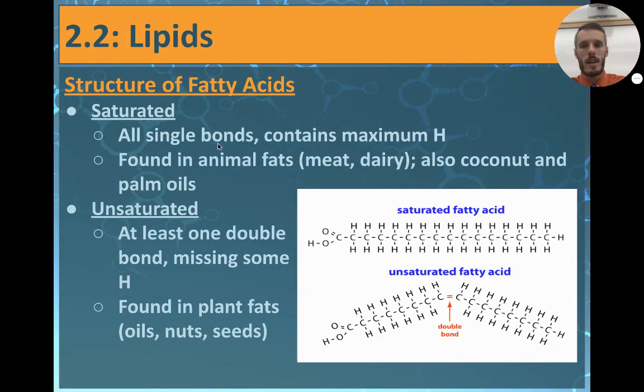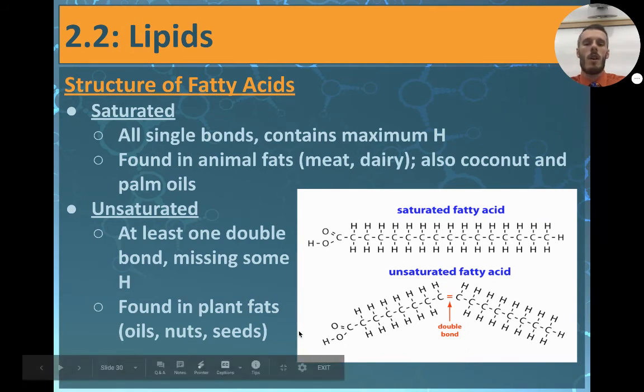Okay, so saturated fats, these are typically the ones that you want less of, and they are found in animal products like meat and dairy, as well as coconut and palm oils. Unsaturated fats are typically the ones that are more healthy for you, and they are found in plant fats like oils, nuts, and seeds.